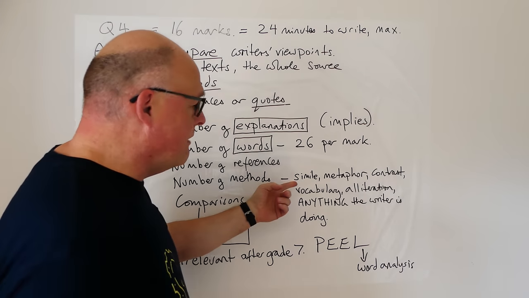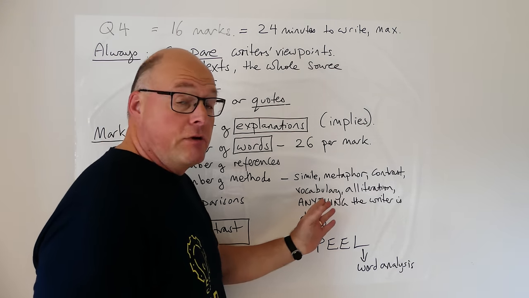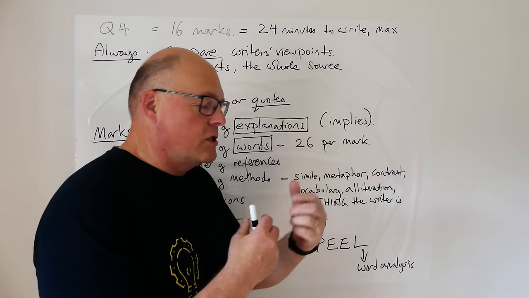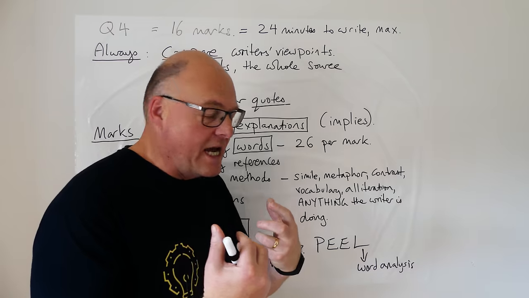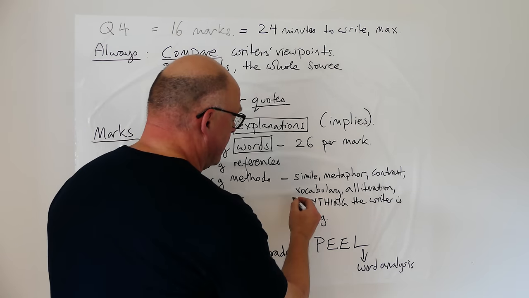26 words. Okay, here are the obvious ones: simile, metaphor, contrast, vocabulary choices, so the word choice that they use is going to be emotive in some way, positive or negative. Alliteration comes up all the time, but actually anything is a method.